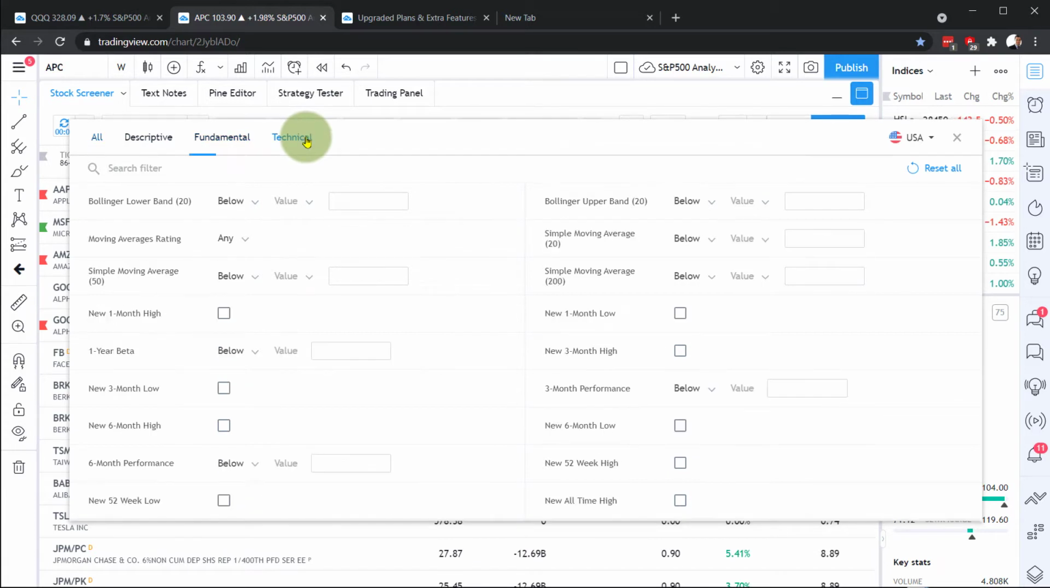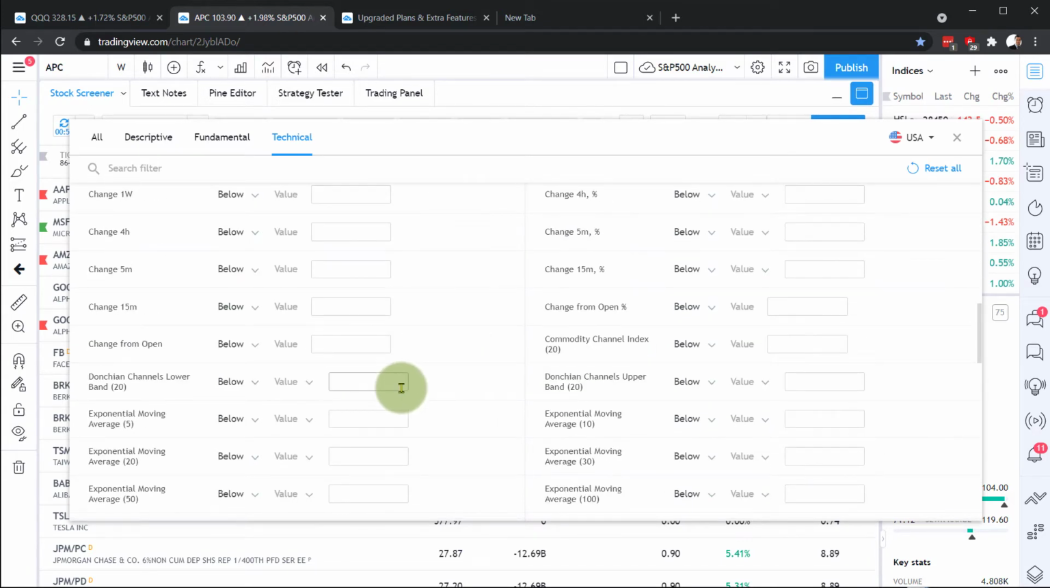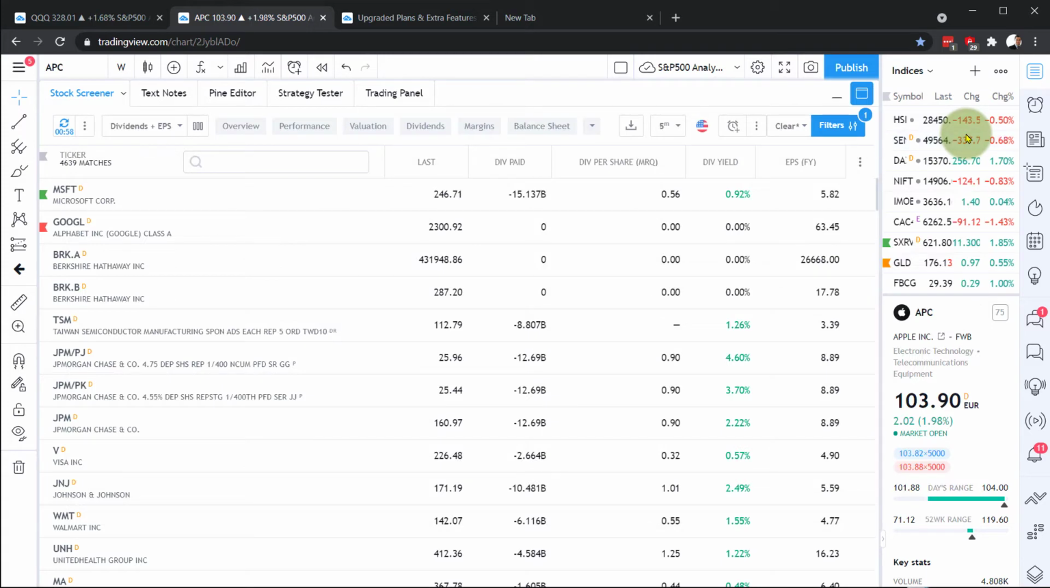And they have also technical screening. So I can have a look to see if the price is above or below the lower Bollinger Band, or is the stock at a new 3 months high, or the 3 months performance. These are very much price-based screens, which is where it excels. So we can say, show me all stocks that are above the exponential moving average and the open, for example. Above the open, done. And now I will see which companies are above their exponential moving average. So there's a lot there.